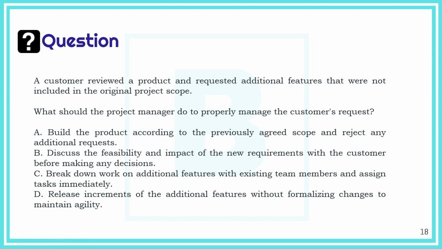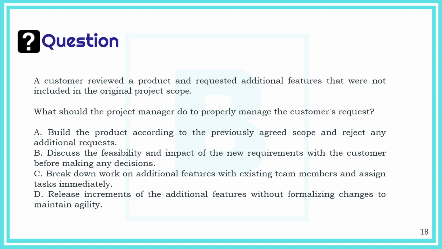Fourth question. A customer reviewed a product and requested additional features that were not included in the original project scope. What should the project manager do to properly manage the customer's request? Build the product according to the previously agreed scope and reject any additional requests. Discuss the feasibility and impact of the new requirements with the customer before making any decisions. Break down work on additional features with existing team members and assign tasks immediately. Release increments of the additional features without formalizing changes to maintain agility.